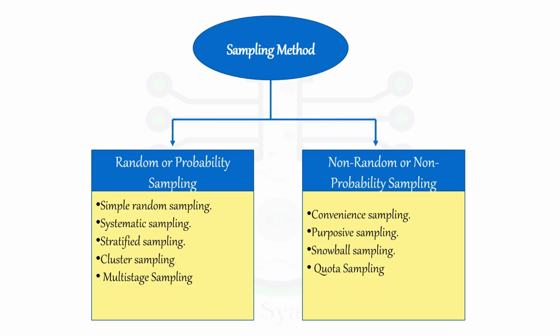Overall, we can say that it is important to choose the appropriate sampling method based on the research question, population, and available resources. Each method has its own advantages and disadvantages, and different methods may lead to different results.